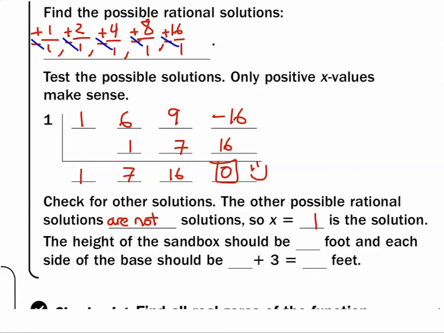So the height of the sandbox should be 1 foot, because that was x, and each of the sides of the base should be 1 plus 3, which is 4 feet.